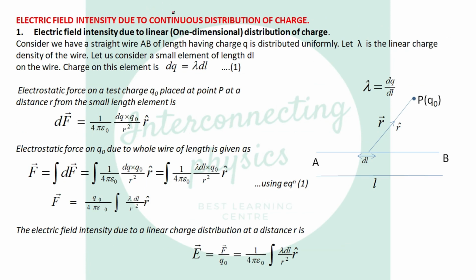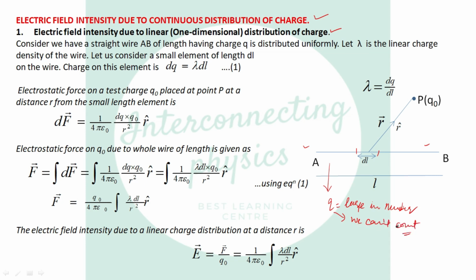Now, electric field intensity due to continuous distribution of charge. Number 1, electric field intensity due to linear distribution of charge. Let us consider we have a wire of length AB over which the charge is uniformly distributed. Now let us consider a small length element. Why do we consider a small length element? Since it is a continuous charge distribution, charges are large in number, and we can't count the charges.